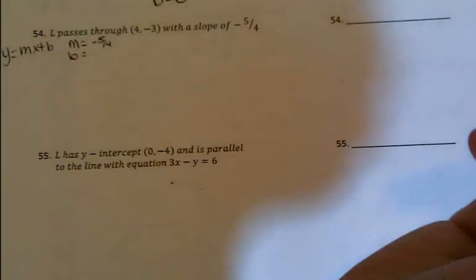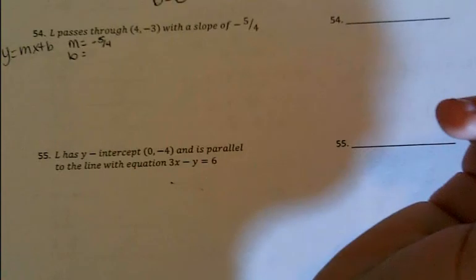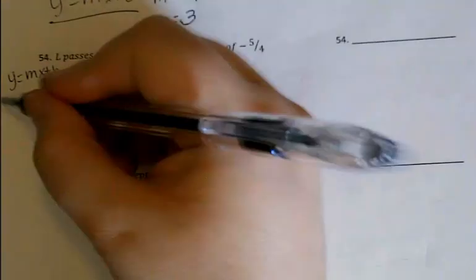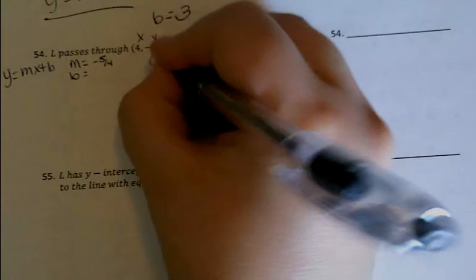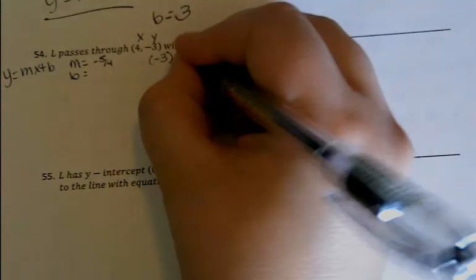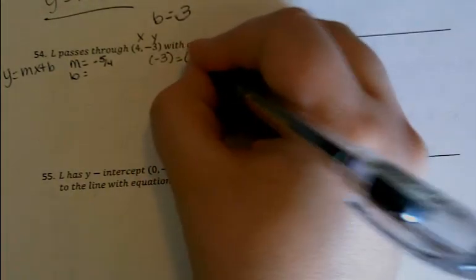Well, they tell us our m is -5/4. So now we need to find out what our b is. We do that by plugging in the m, the x, and the y into our y equals mx plus b equation. So y was -3. My m is -5/4.